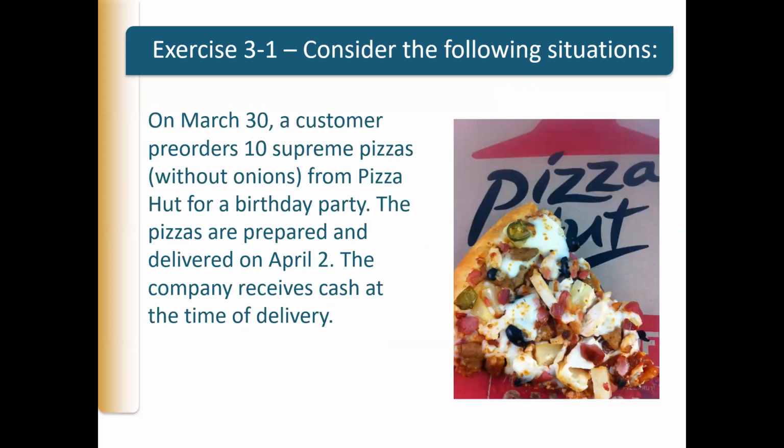On March 30th, the customer pre-orders 10 Supreme pizzas from Pizza Hut for a birthday party. The pizzas are prepared and delivered on April 2nd. Company receives cash at the time of delivery. When would we record this as revenue?